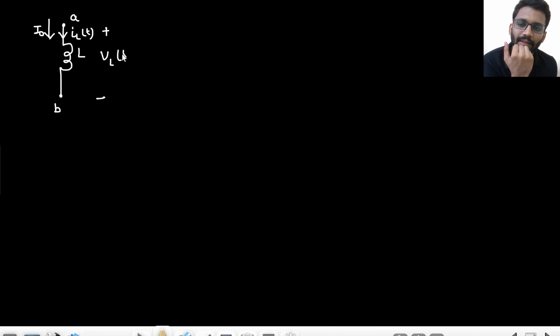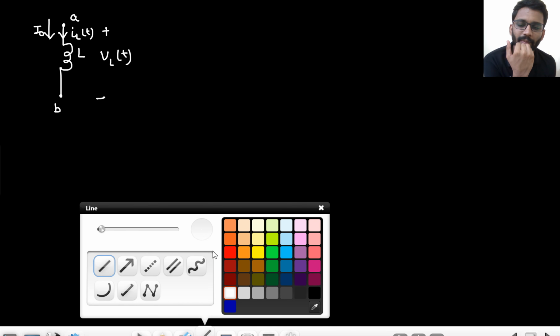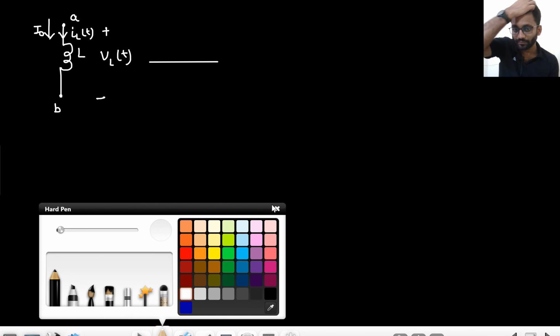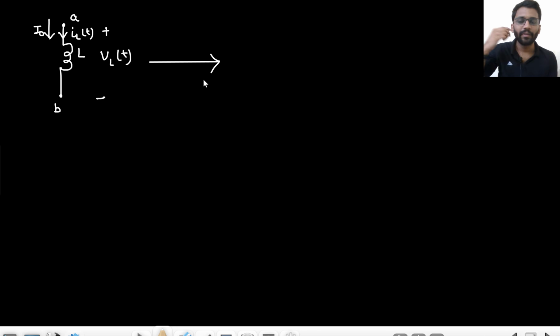So basically this is the condition A, B. This is an inductor which is having an initial current of I naught. This we are calling ILT and this we are calling VLT. So if we want to replace this model, so how will we replace it?